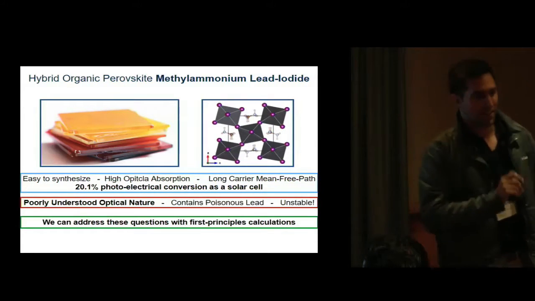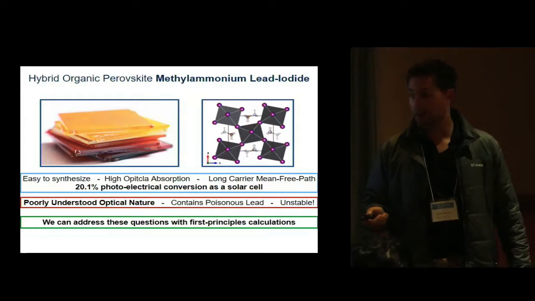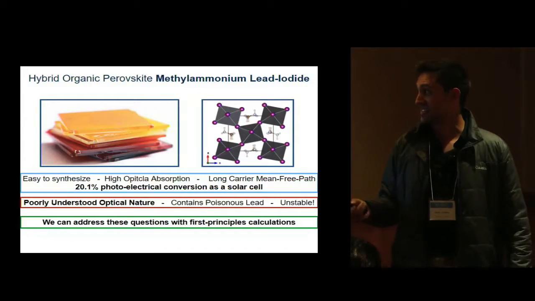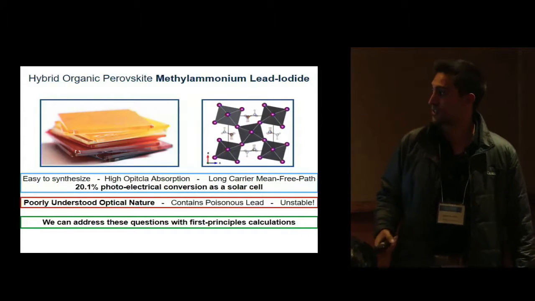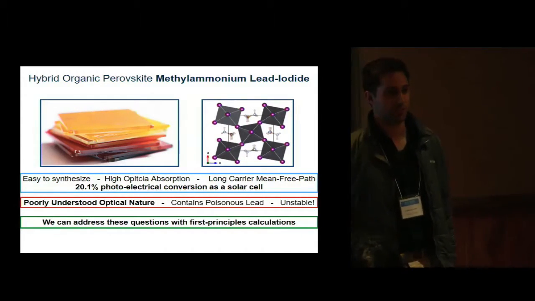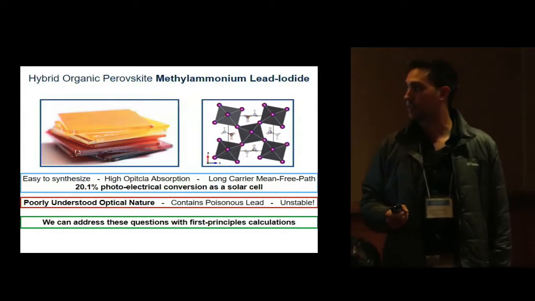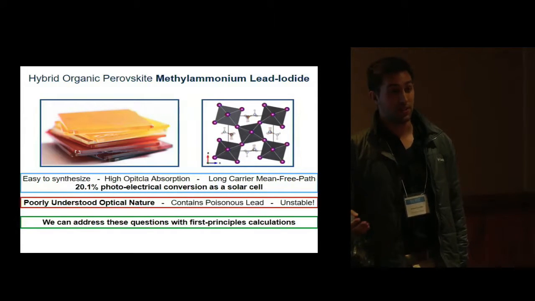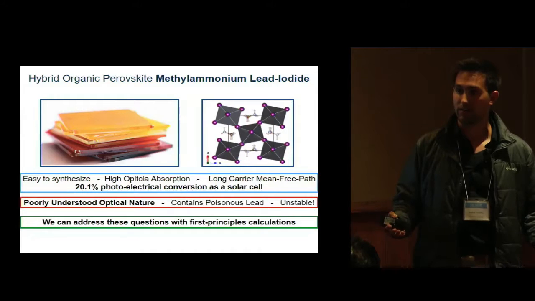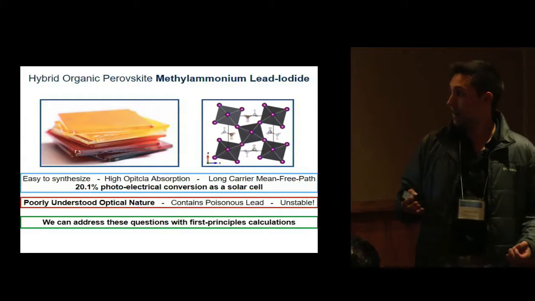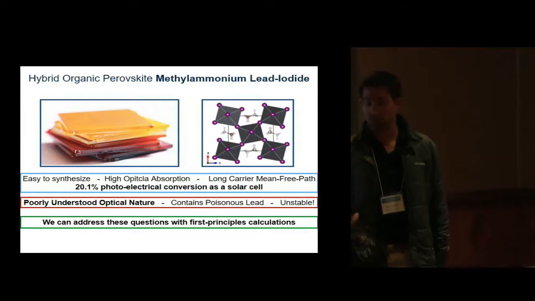But there are some caveats. Specifically, they have poorly understood optical nature. Second is that they contain poisonous lead. And the third, which kind of augments the second concern, is that they're unstable in ambient conditions or moist conditions. These are three major concerns in the field. And we would like to start addressing these concerns with first principles investigation. So actually starting at the atomic and electronic level and explaining from quantum mechanics how we can actually resolve this. And today I'll focus on the optical nature of these materials.